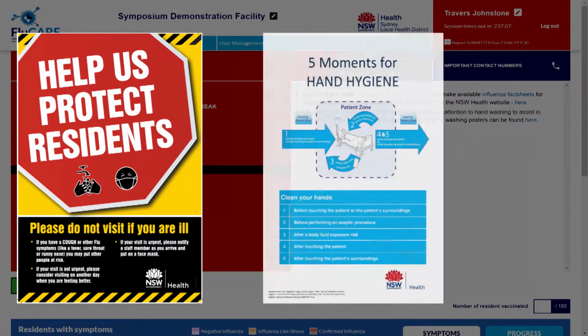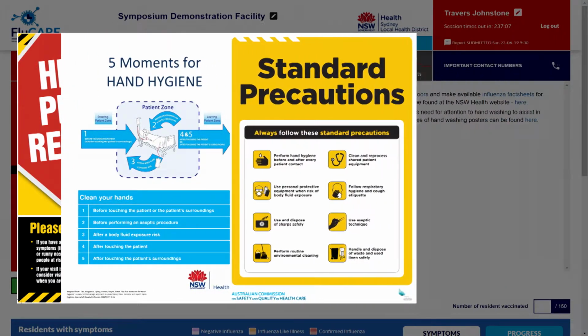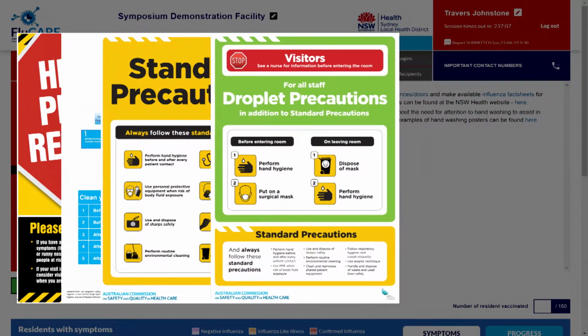They can click on the little arrow to get additional information if they need more detail on what's required for that particular action. And there are also resources that we've loaded onto FluCare. So there's a range of resources that they have access to that can be used to help control an outbreak. These are just some posters, for example, that can be downloaded to help inform residents and visitors of what the situation is in the facility.